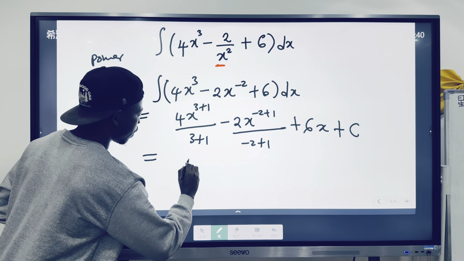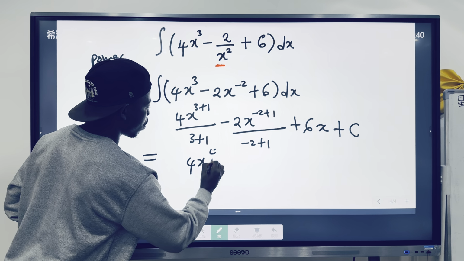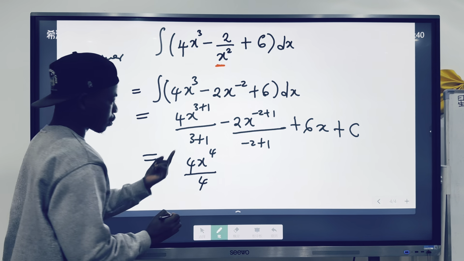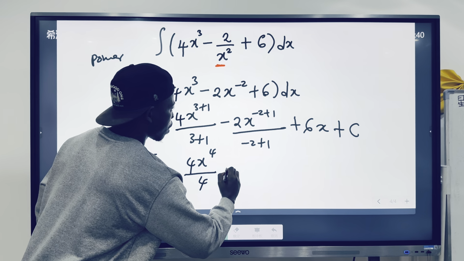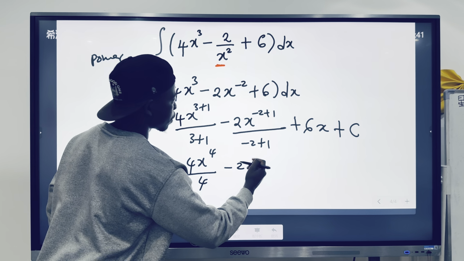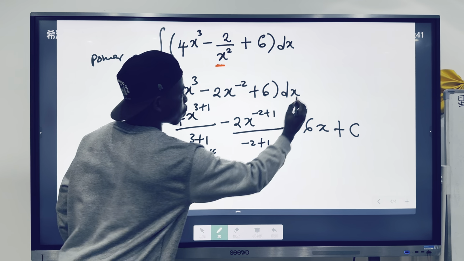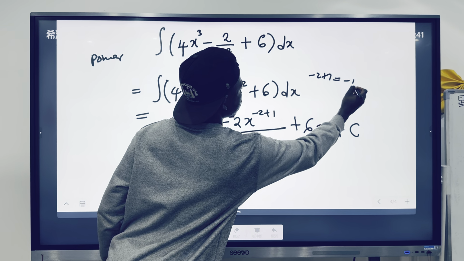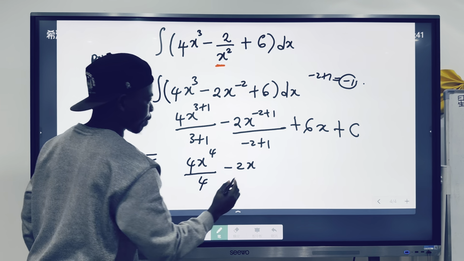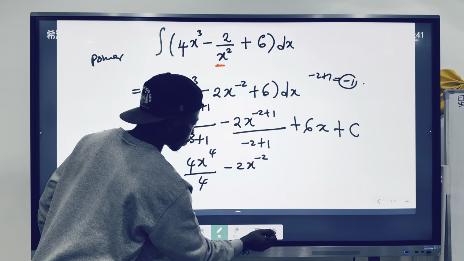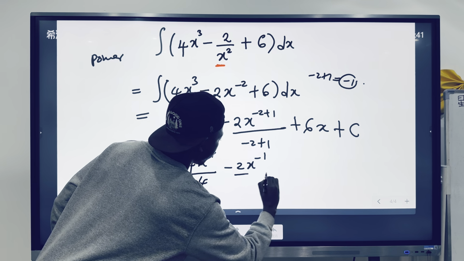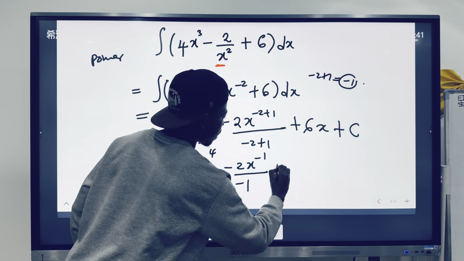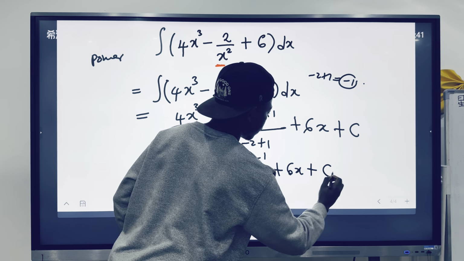Okay, so let's simplify. This becomes 4x to the power 4 divided by 4, because 3 plus 1 is 4, minus 2x, and negative 2 plus 1 is negative 1. So this will give us x to the power negative 1. Then we divide by negative 1. Then plus 6x plus C.